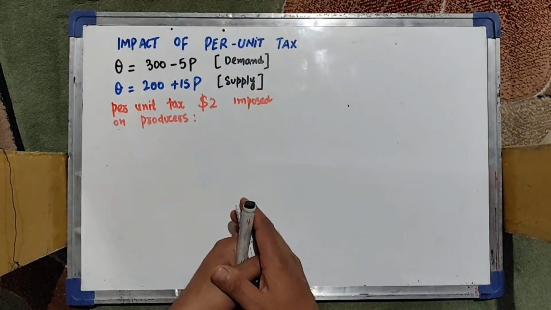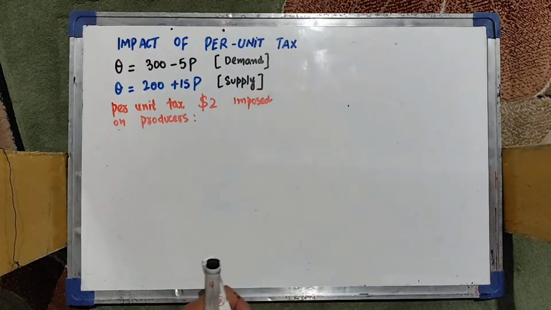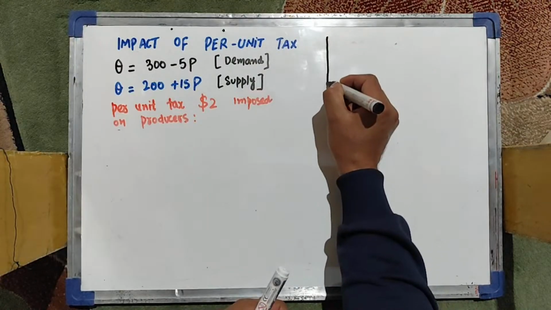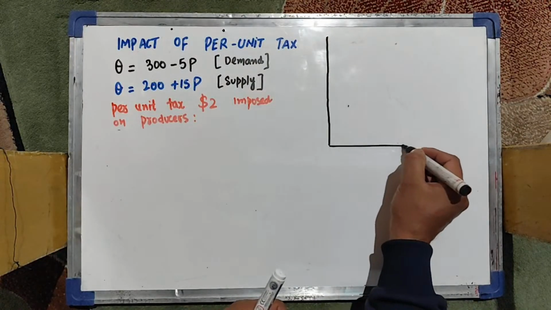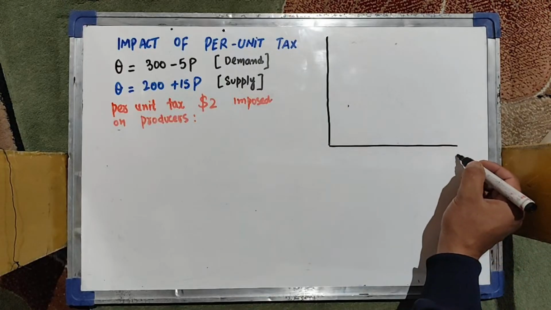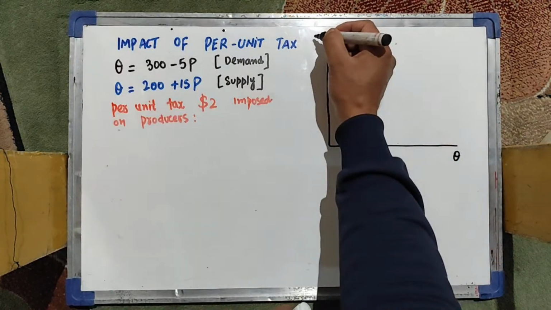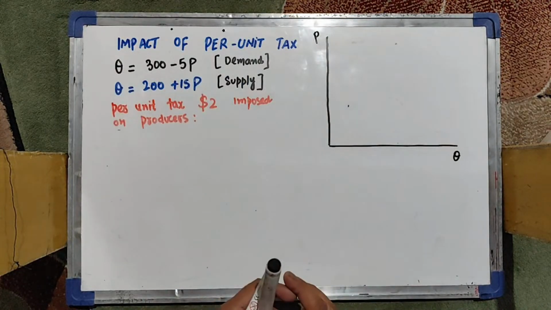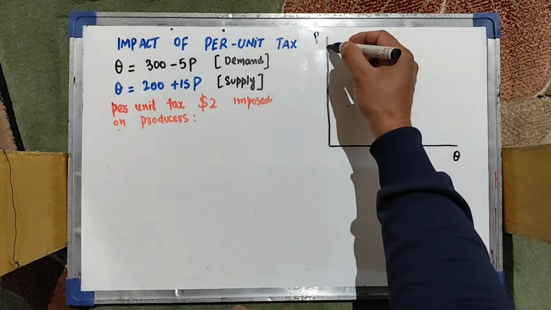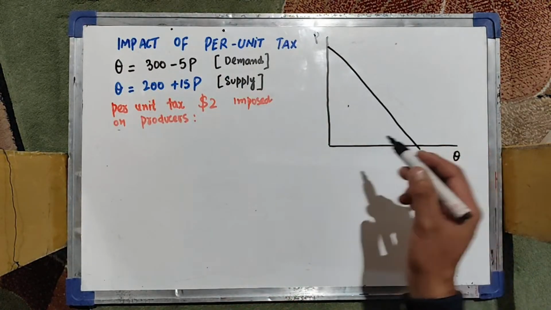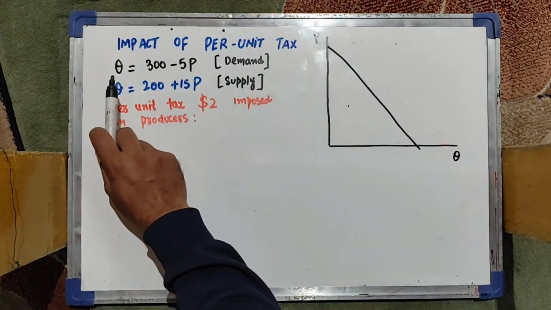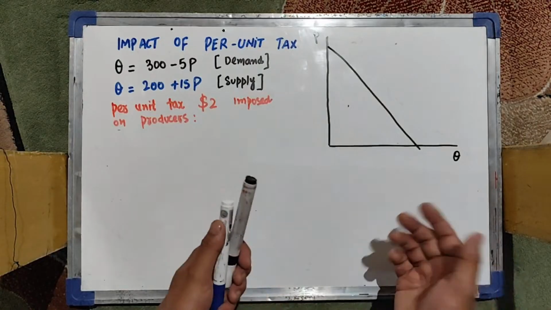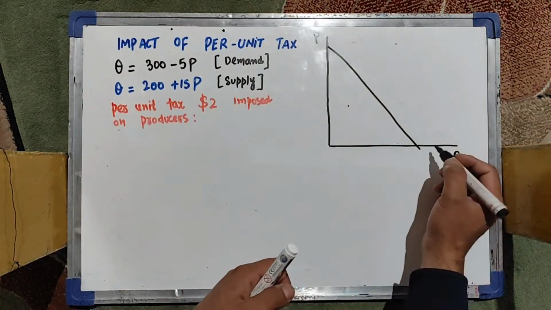Okay, so for that, let me try to draw a rough graph here. Let us suppose we have a smooth graph. We have quantity on the horizontal axis, price on the vertical axis. Okay, we have this demand function, and let's draw it. It is a downward sloping demand function because of the negative relationship between quantity demanded and price. You know this thing, I don't need to explain it further. This is our demand function.